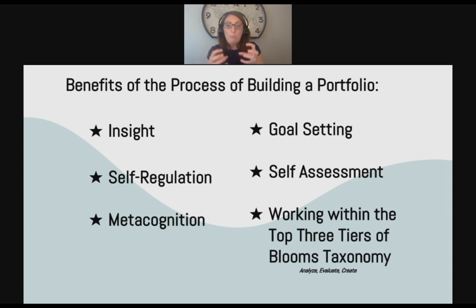Each time they put something into the portfolio, they're thinking, why is this piece going in the portfolio? Why now, right? What is the reason I'm putting this in? What does it say about me as a learner? Because not everything is supposed to go in the portfolio. There's supposed to be carefully selected things that are in there for a purpose, right? So intentional and purposeful. Absolutely.